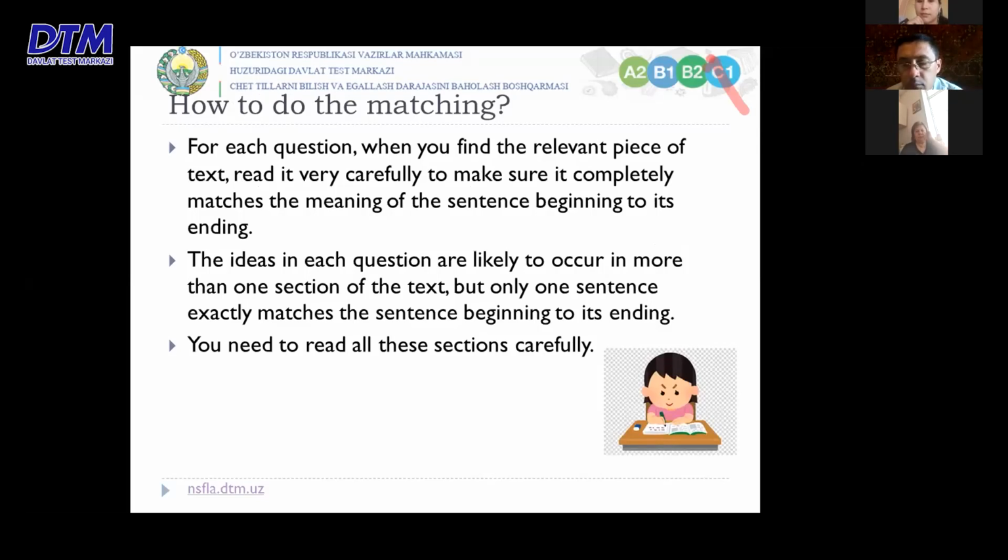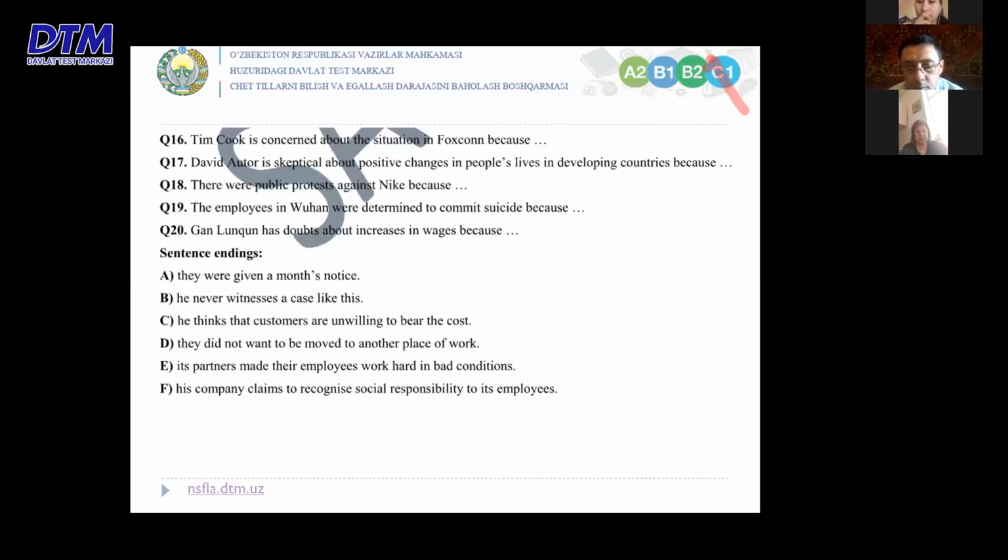And then, for each question, when you find the relevant piece of text, read it very carefully to make sure it completely matches the meaning of the sentence beginning to its ending. The ideas in each question are likely to occur in more than one section of the text, but only one sentence exactly matches the sentence beginning to its ending. You need to read all these sections carefully. Here is the sample, cut from our test booklet.